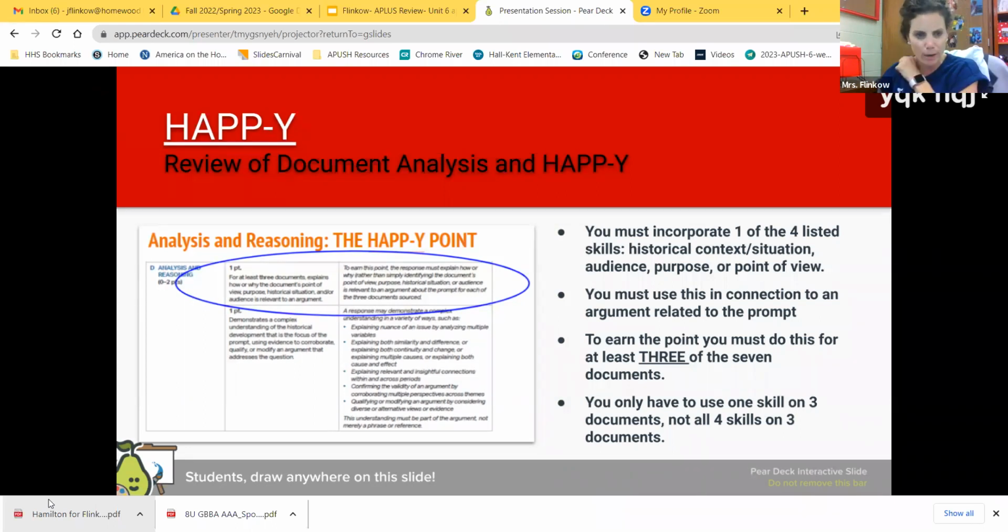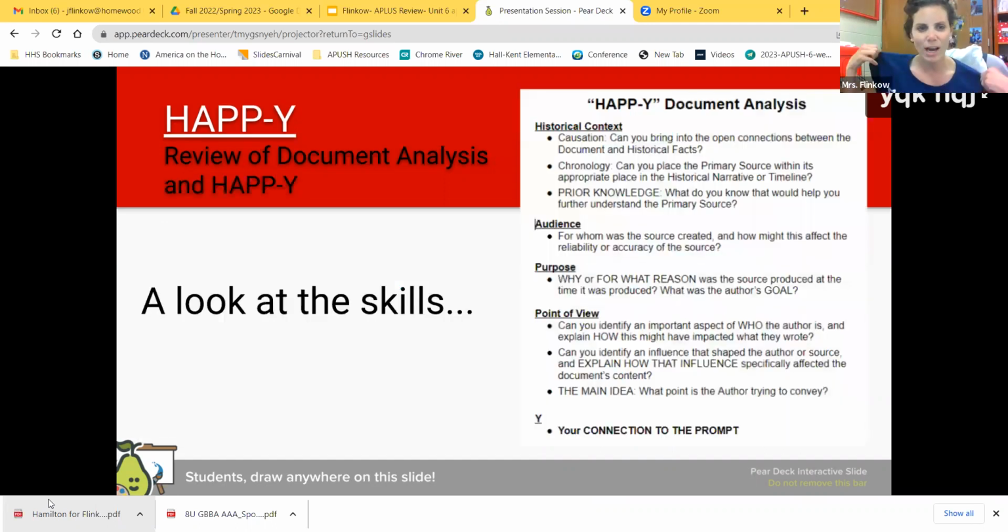And if it stresses you out to think, oh my gosh, I've got to get through all 7 documents so I can get my 6 support points, let that point go and get your other ones. Okay. All right, so to HAPPY a document, just reviewing these skills real quick. I feel like you know these, but just to make sure.